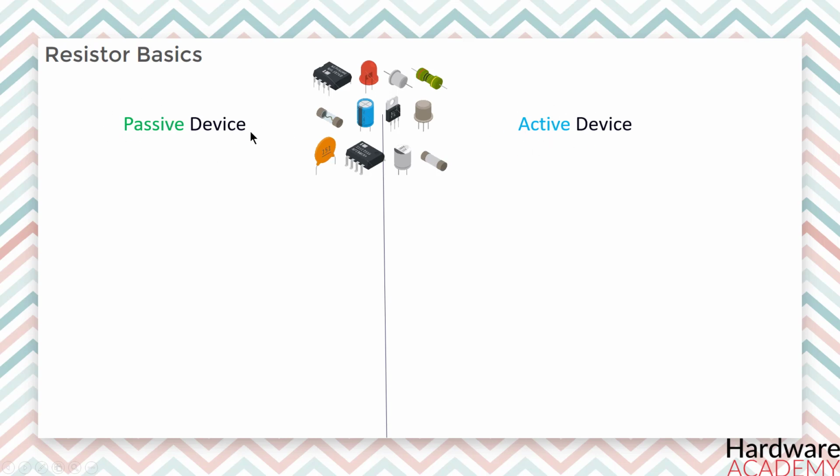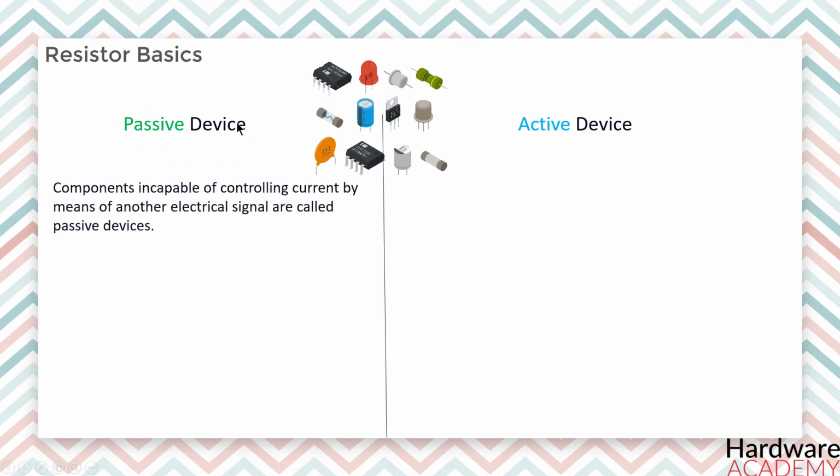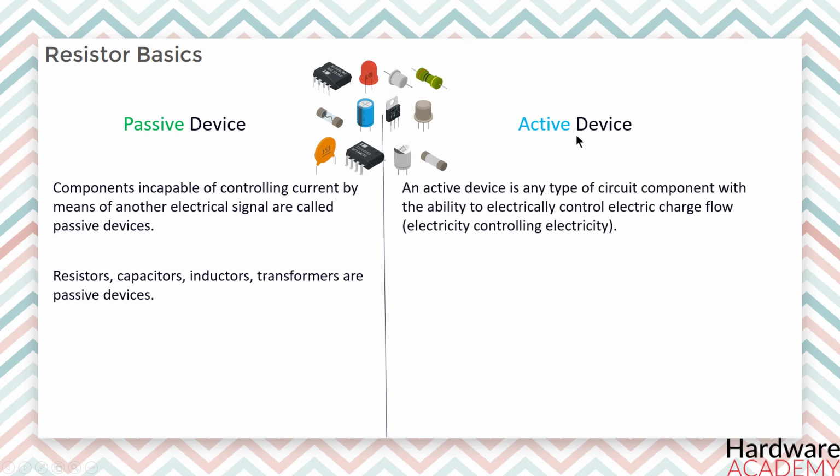Briefly, components incapable of controlling current by means of another electrical signal are called passive devices. So resistors, capacitors, inductors, transformers are all considered passive devices. On the other hand, an active device is any type of circuit component with the ability to electrically control electric charge flow. So active devices are like transistors, power sources, vacuum tubes, diodes, integrated circuits, etc. And we enumerated a lot of electrical components here, but we don't know yet what a resistor is.